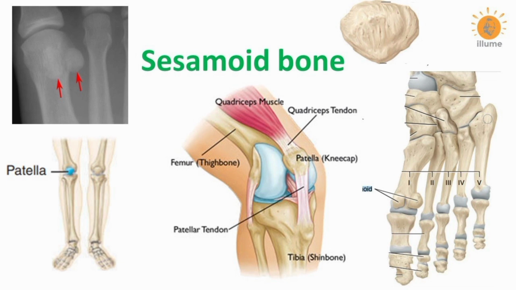The largest sesamoid bone in the human body is the patella, or kneecap, which helps to protect the knee joint and improve the leverage of the quadriceps muscle. Other examples of sesamoid bones include the sesamoids of the foot and hand.